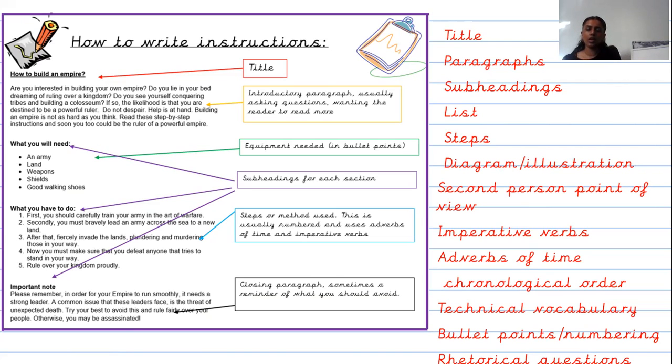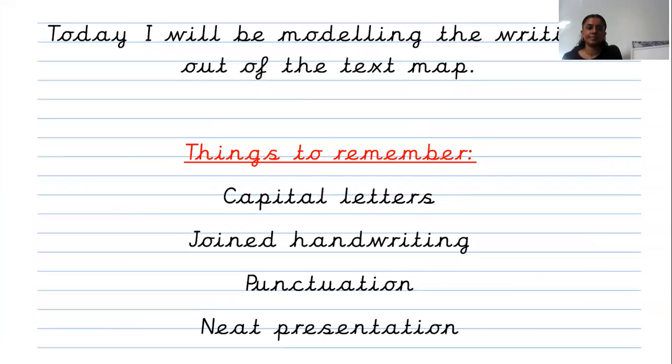So your activity today is to write out the text map yourselves. And there are 4 things in particular that you need to remember. You need to remember to use your capital letters, joined handwriting, punctuation, and neat presentation. So those are the 4 things that you need to remember.